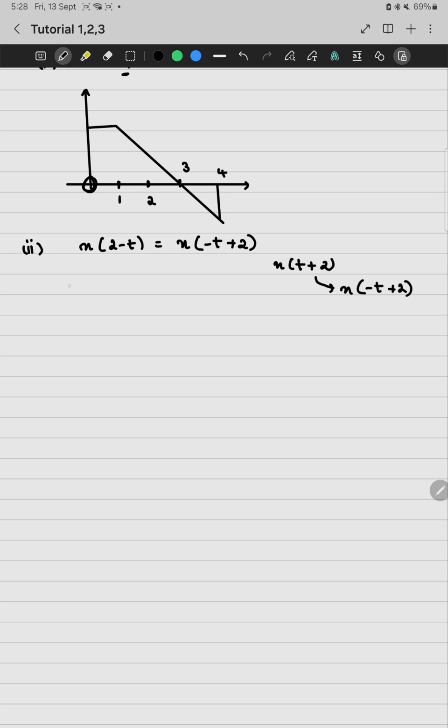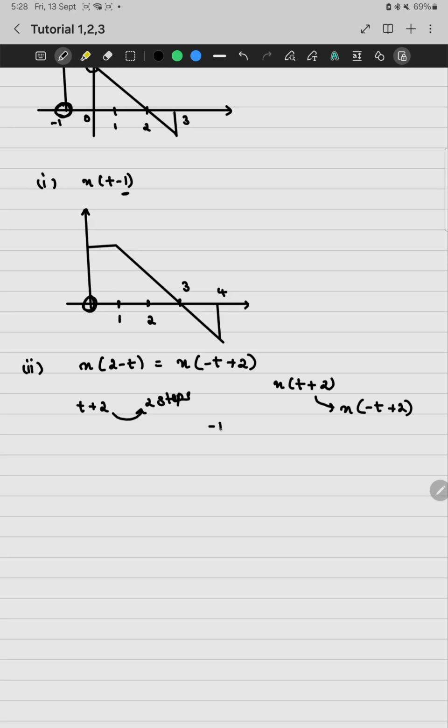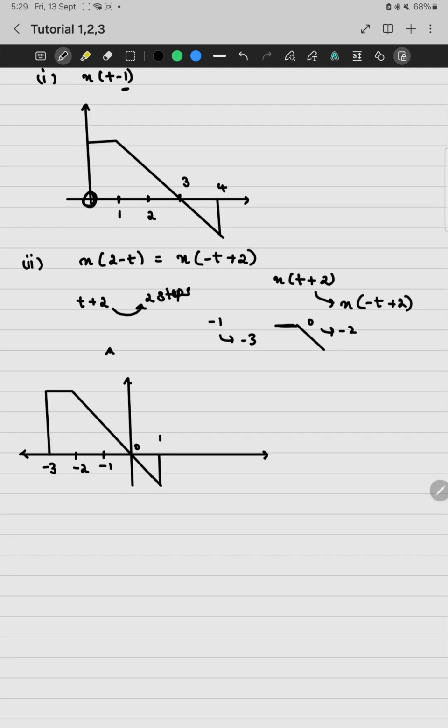First we're going to draw x of t plus 2. So what did I say? If it's t plus 2, it will jump back 2 steps. So in the beginning where the starting point was -1, it will go to -3. The point where it was constant and it drops was 0, it will go to -2. That's how it happens, and the diagram will be. So when x of t goes 2 steps behind, it will become something like this.